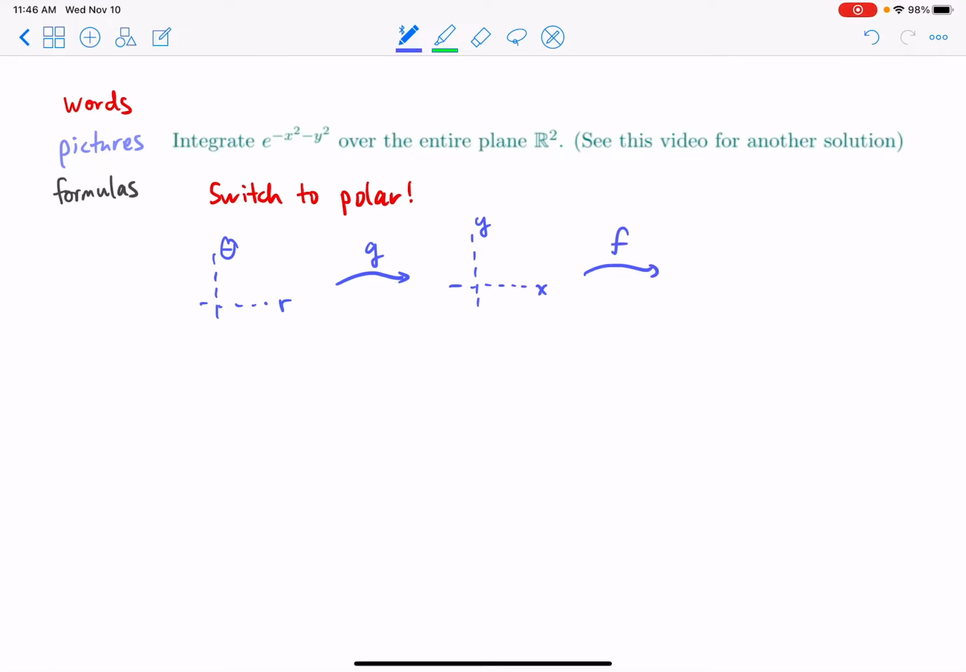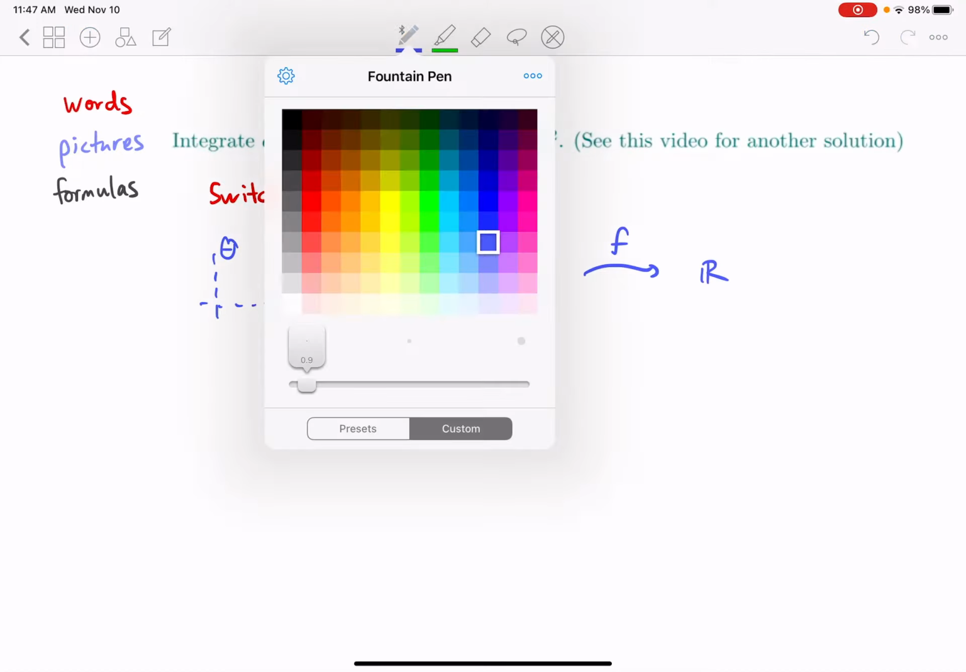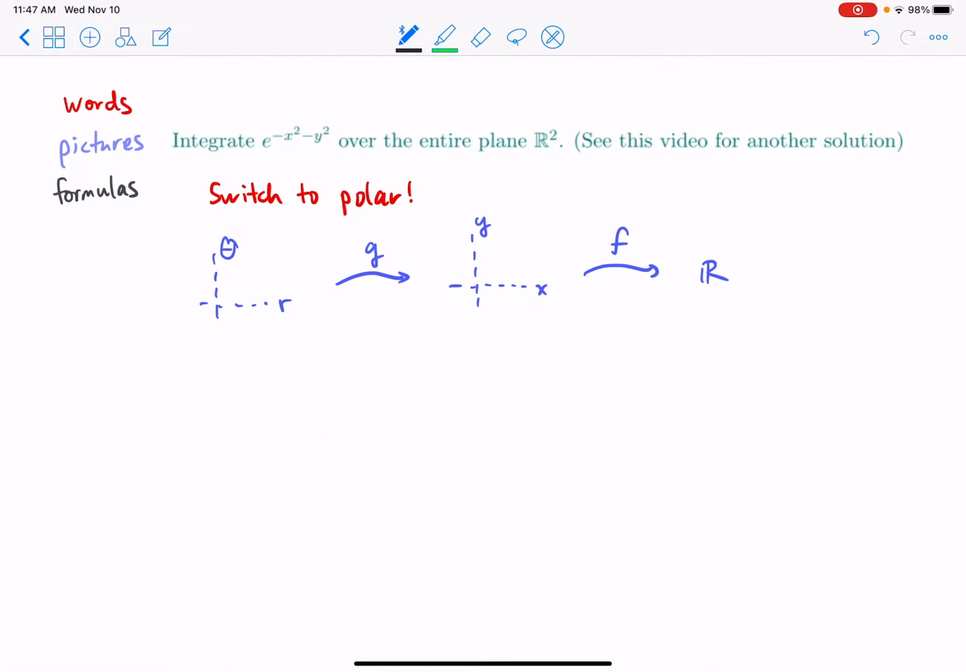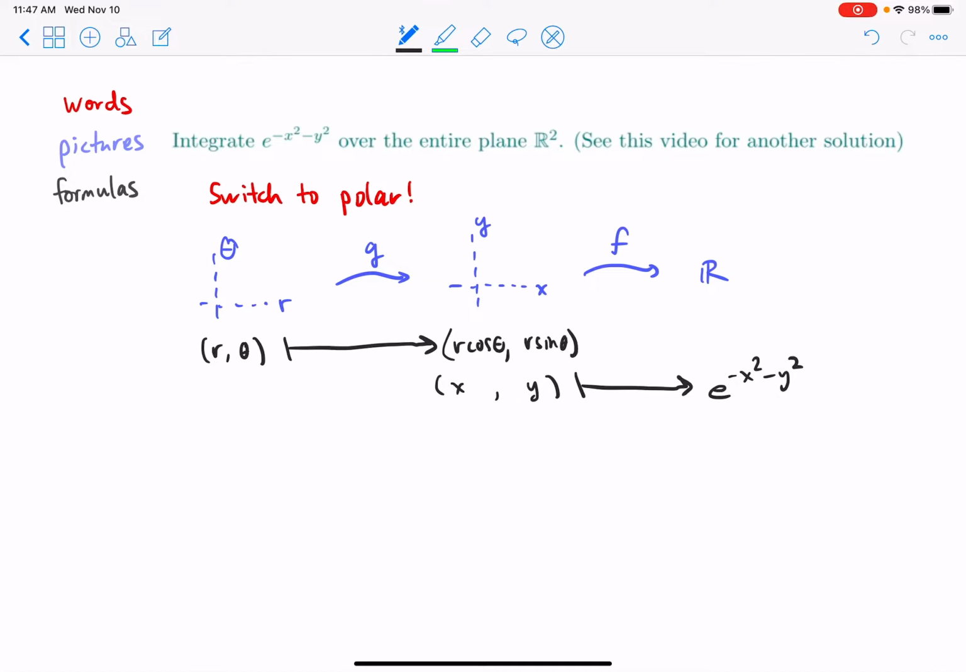And then our original problem was to integrate this function. Well, let's switch to formulas. It sent x and y to the number e to the minus x squared minus y squared. And our polar coordinates is the map that sends r theta to r cos theta, r sine theta. So remember, a certain point here has some r value, the length of this hypotenuse, and some theta value, which is the angle there.